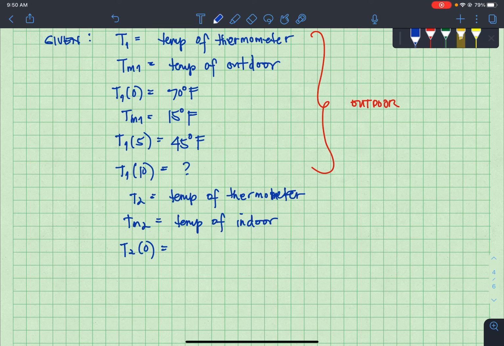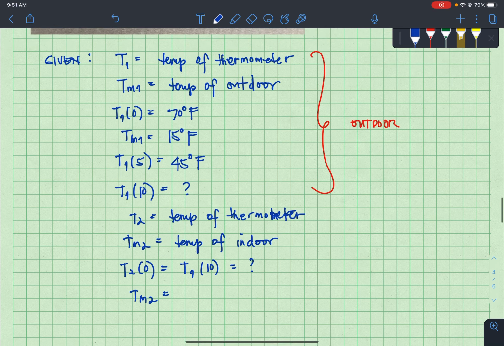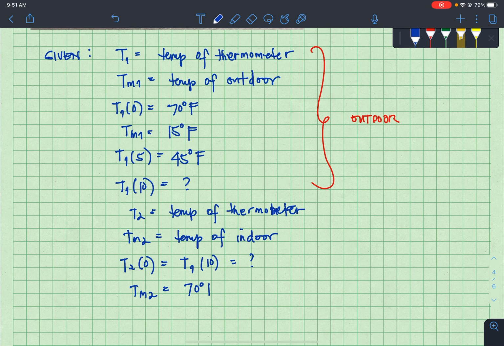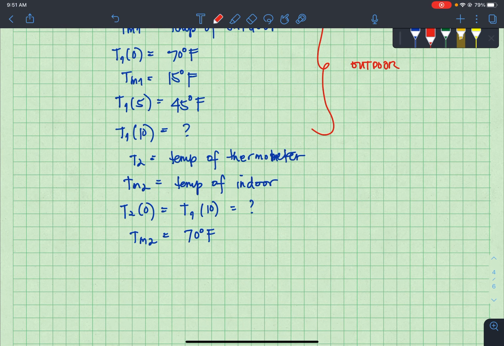So what's the initial? The initial is after 10 minutes, or another 5 minutes that it was taken indoor. Since we need to get that one, T sub 2 of 0 is actually the same as T sub 1 of 10, which is still unknown. Then we have our Tm2, which is the temperature indoor, and that is 70 degrees Fahrenheit. So this is the time that it was brought back indoor.